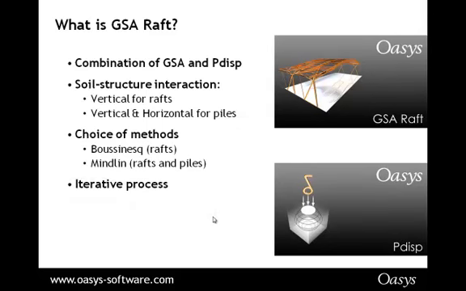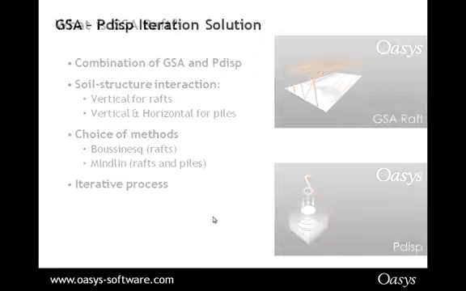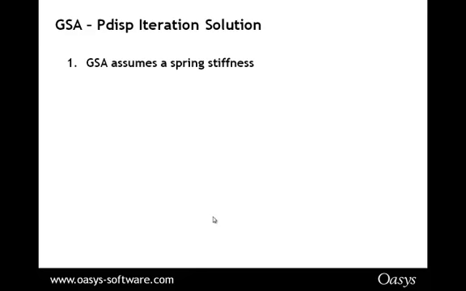What GSA Raft is, it's a combination of GSA and Pdisp. It looks at soil structure interaction, and that's vertical for rafts and vertical and horizontal for piles. So for that reason, Mindlin analysis needs to be used for piles, but the Boussinesq analysis can be used for rafts.